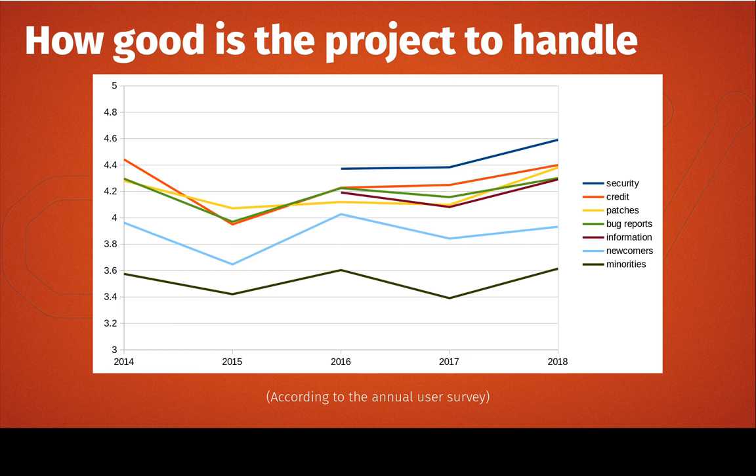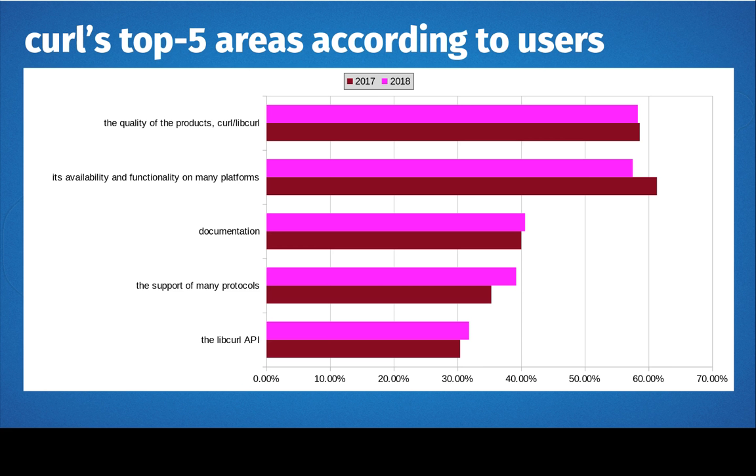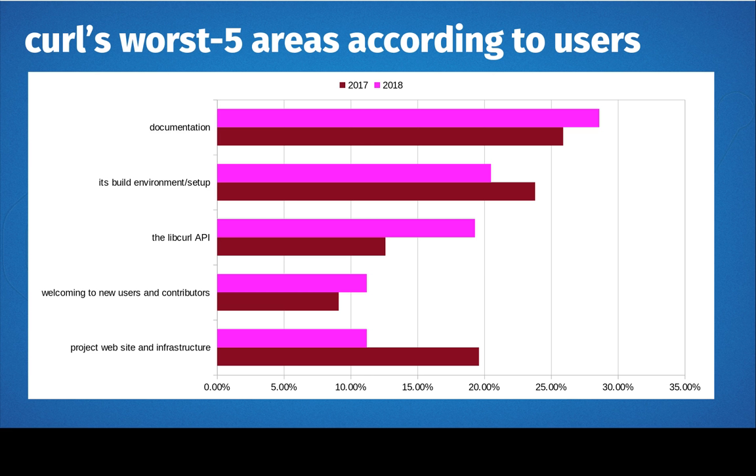Statistics is hard. I like this question just to figure out why people are using curl. What's good with curl? What's the reason for using curl and not something else? Interestingly, the quality of the product is number one, which I of course think is fun. And multi-platform is number two, which I think is good, because I would put it up as one of the primary reasons too. Interestingly enough, it says documentation, support of many protocols and the API, which is also interesting, because if we look at what people claim to be the worst parts of curl, it's basically the same.